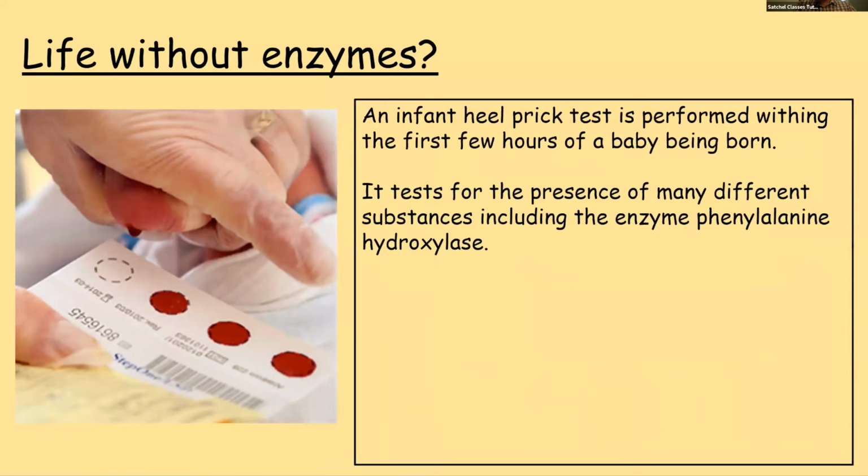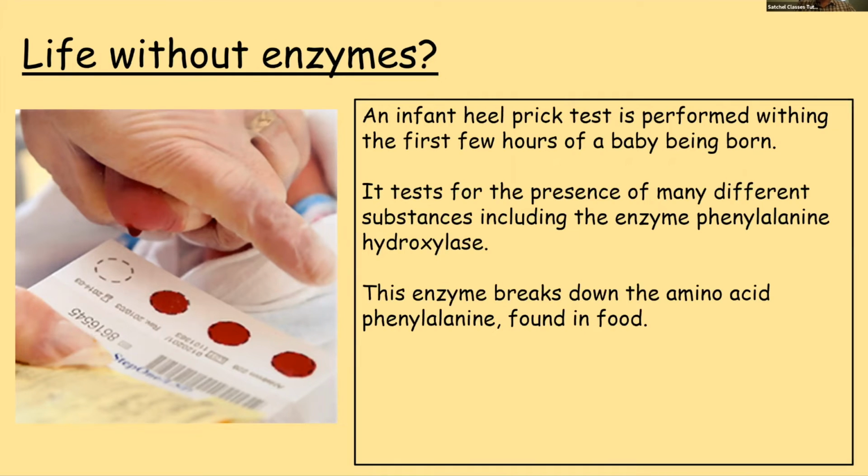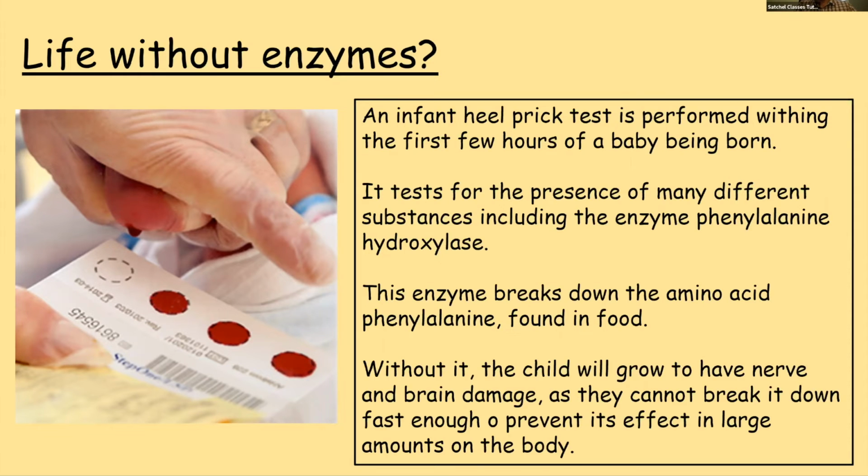One of the substances that they test for is the enzyme phenylalanine hydroxylase. This enzyme breaks down the amino acid phenylalanine, which is found in food. If it's not broken down correctly, then the phenylalanine can build up to excesses in your body, and without that enzyme, the child will grow to have nerve and brain damage because they can't break it down fast enough to prevent its effect in large amounts on the body.